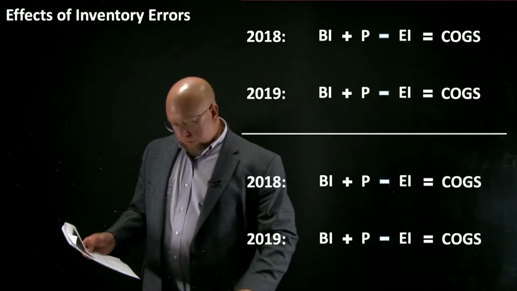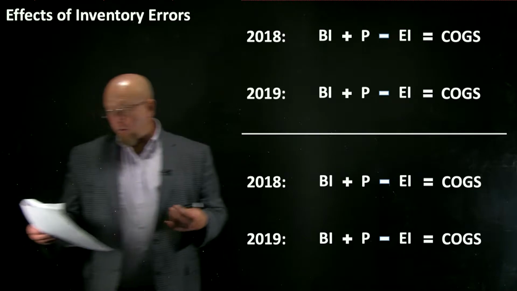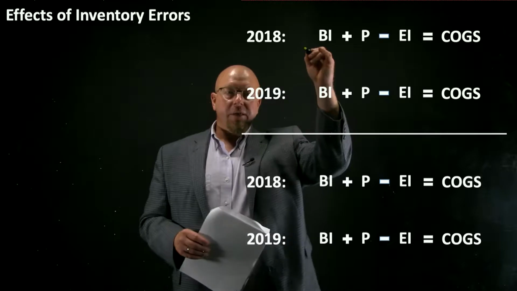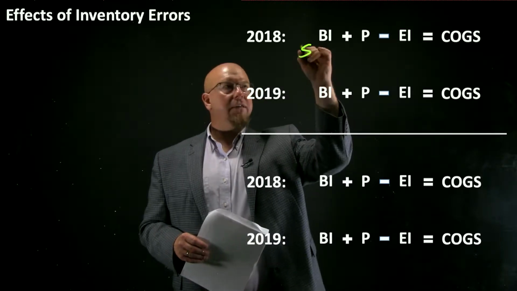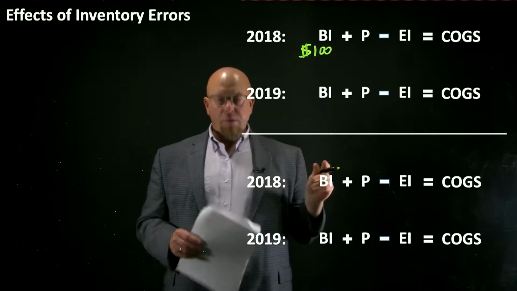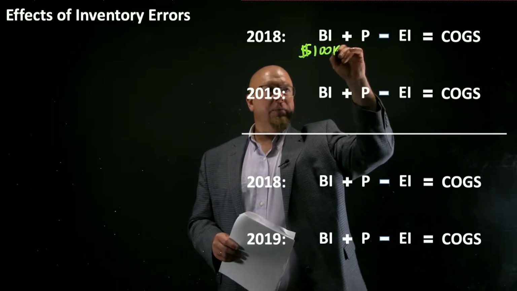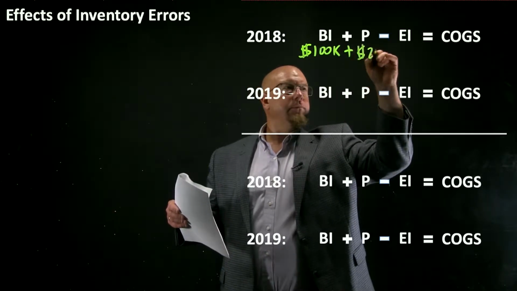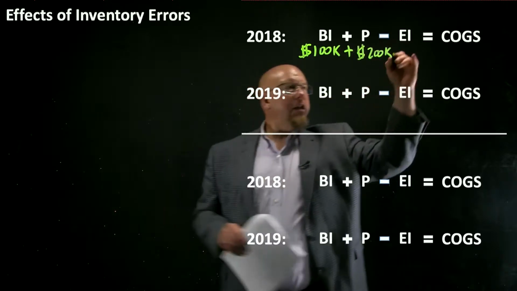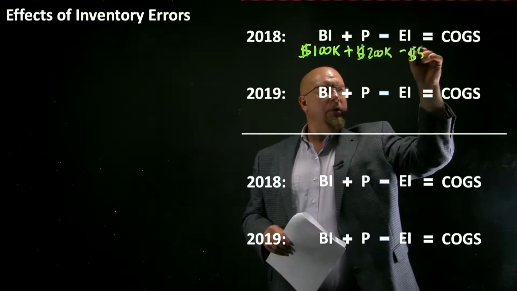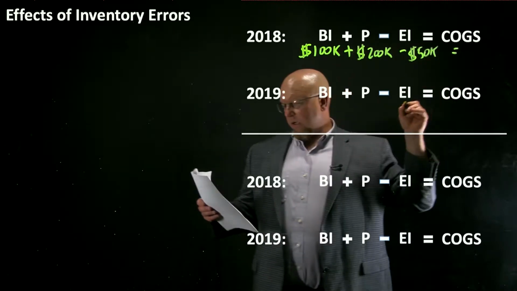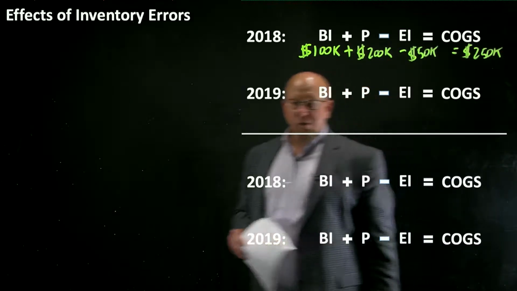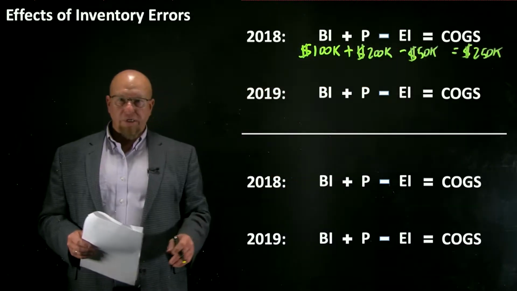Let's see how this would work out with an example. What I'm going to show you on the top here is what was supposed to happen for 2018 and 2019. I'm going to drop the zeros. These are all in hundreds of thousands, just to keep things simple. So we were supposed to have $100,000 in beginning inventory, and that's what we really did have. And our purchases were $200,000. And our ending inventory, we counted it all. It's $50,000. So our cost of goods sold, if everything was done properly, would be measured as $250,000 for the year 2018.